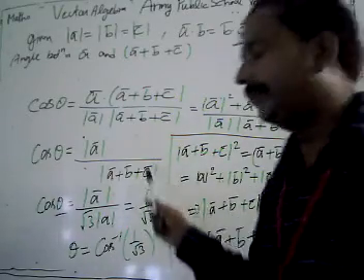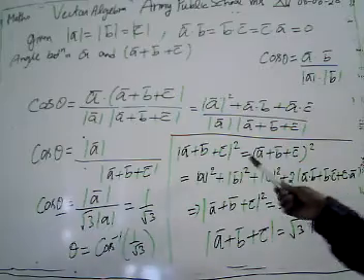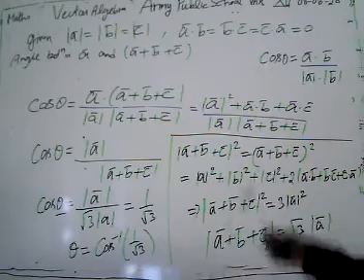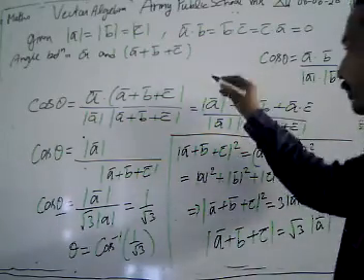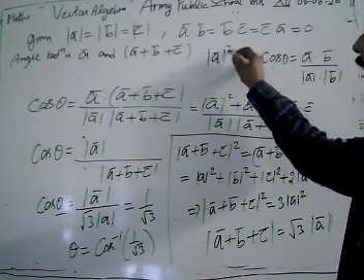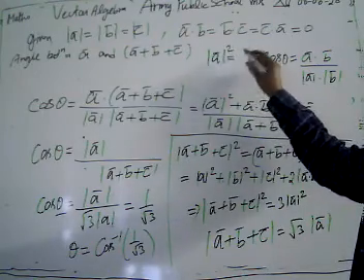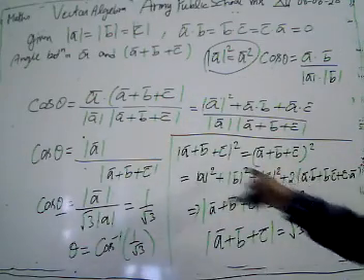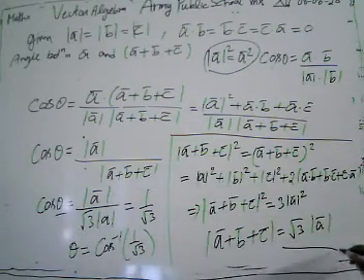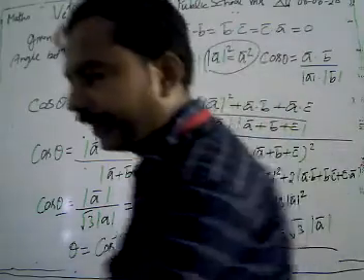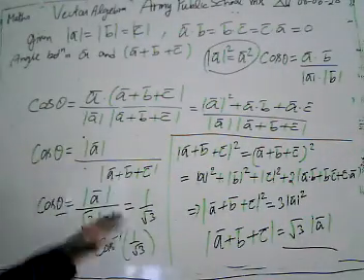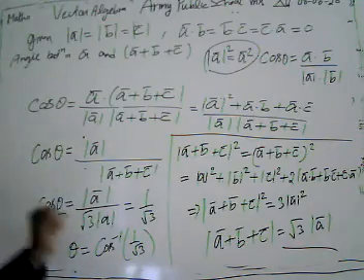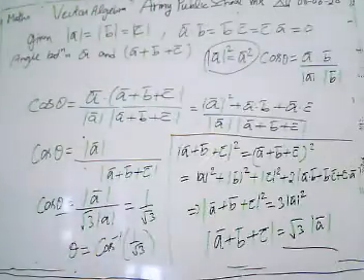Now to solve it, we have to find the magnitude of A plus B plus C in terms of A. Again we use a basic concept, that the square of the magnitude of any vector is equal to the square of the vector. By this concept, we find the magnitude of A plus B plus C is under root 3 times magnitude of A. Then after putting the values here, the value of theta is cos inverse 1 upon root 3.